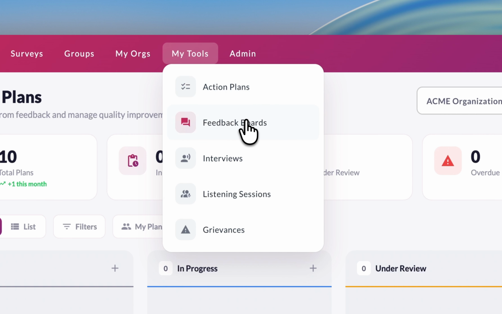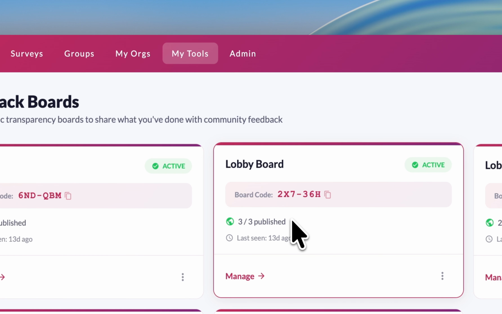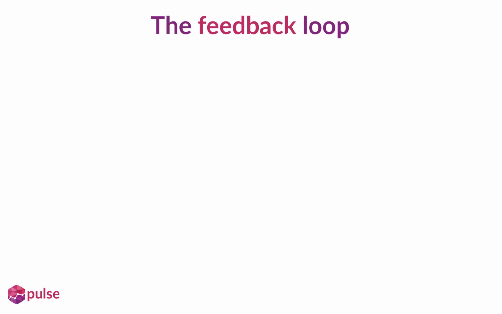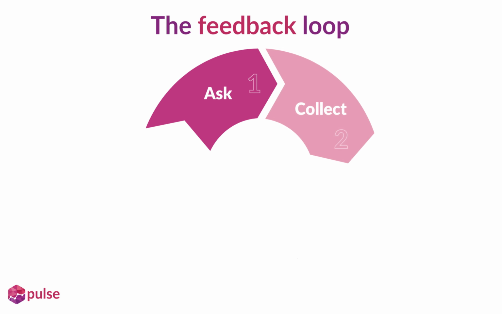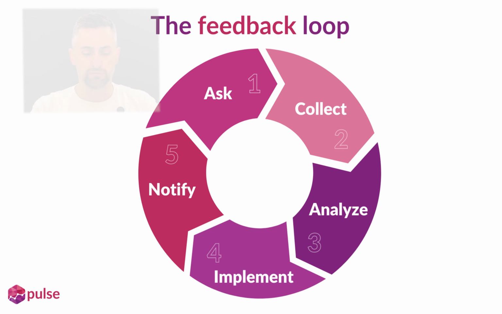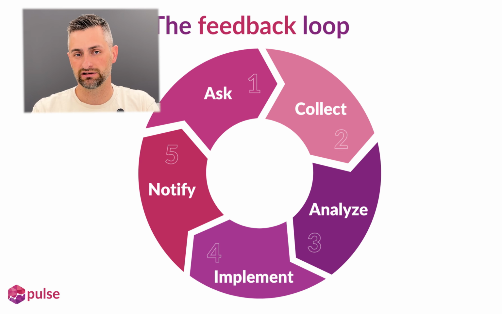My next tool that I'm looking at is a feedback board. A feedback board is a way to show people what you're working on as an organization. The feedback loop consists of 5 parts. We want to ask, collect, analyze, implement, and notify. Most organizations understand the asking, collecting, and analyzing well. Most groups also get the implementing done pretty well. What we often fail to do is notify.